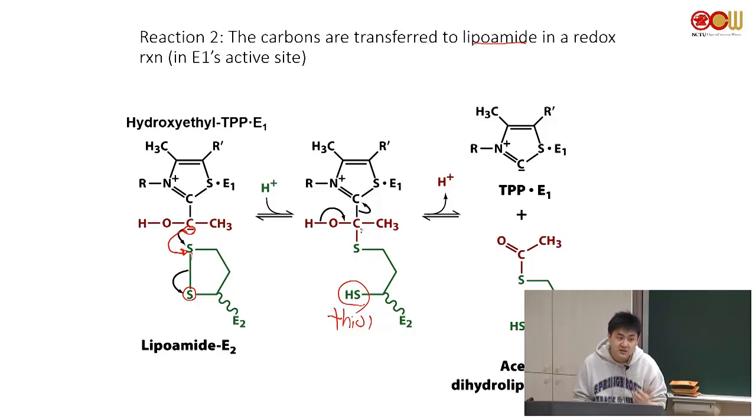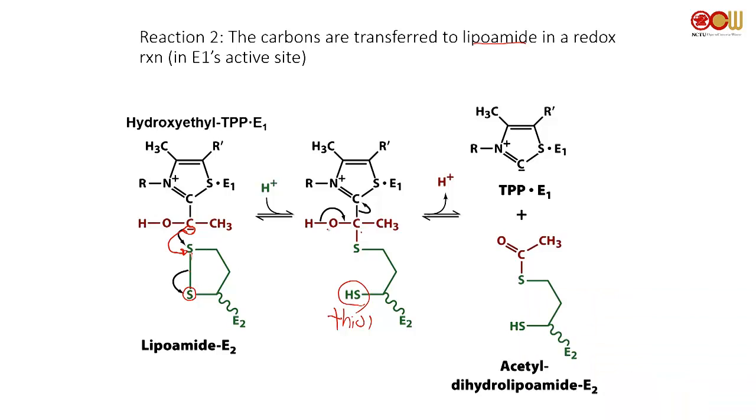Once you generate the tetrahedral intermediate, as always, it can only do two things. Here, this oxygen electron can come down. You have a general base that can pull away this proton, and the electron between hydrogen and oxygen can then form a carbon-carbon double bond, and then this leaves to regenerate the TPP and your acetyl dihydrolipoamide. All right, so now your 2-carbon is on lipoamide instead of TPP.